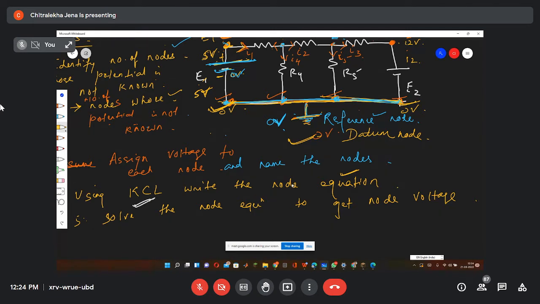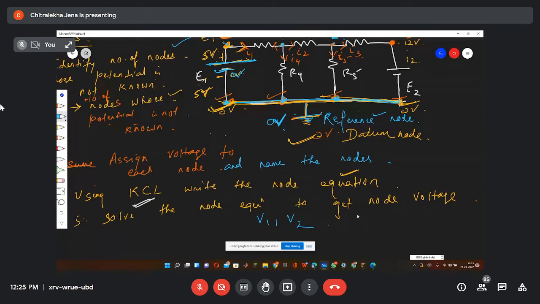Am I clear now? How many equations do you have to write? You have to identify the nodes whose potential is not known to you. That is your n. One of the nodes you have to take as the datum node. After using Kirchhoff's current law, you write down the node equations and solve them. Automatically, you will have two nodes whose potential is not known to you, and you have two equations. So you will get the value of the unknown node potentials. That is your V1 and V2. Am I clear up to this? Yes or no? Got it or not?